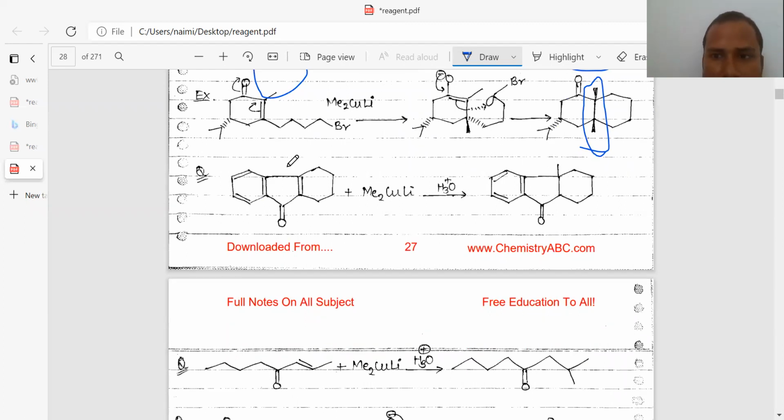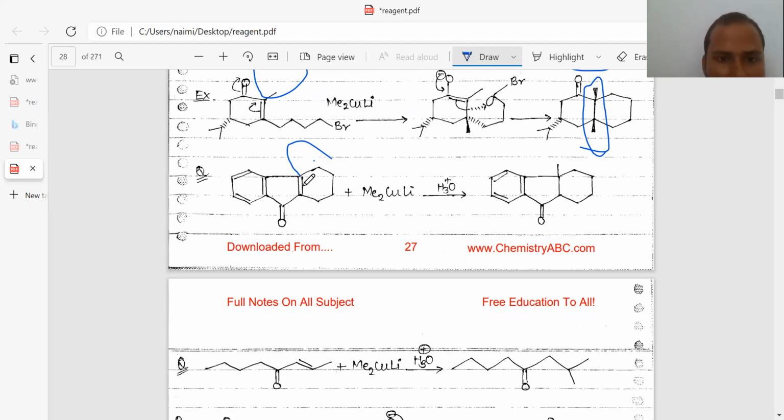Similarly you can see these products. Okay, so this is the substrate, this is your product. Okay, so what happened here, methyl will attack, where it will attack, it will attack from this carbon, because 1,4 addition takes place, 1,4 Michael addition takes place. Okay, so this product will be formed.